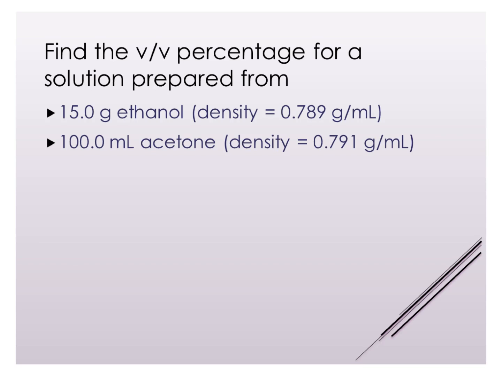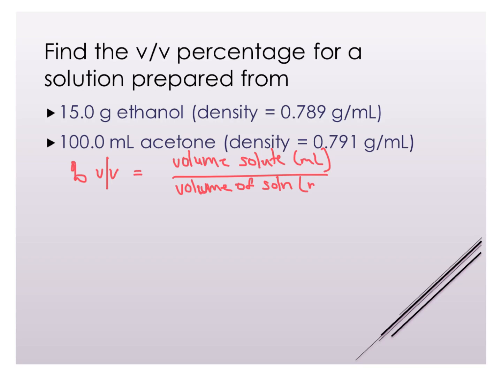So let's look at the calculation where we find the volume percent for a solution prepared from 15 grams of ethanol and 100 milliliters of acetone. So the first thing I want to do is write out the formula for calculating my volume percent. So I know it's percent, and I'm going to put V/V, to indicate it's by volume. I'm going to have the volume of my solute, in milliliters, over the volume, again, of solution, and I'm also going to put that in milliliters, and I'm going to multiply that by 100.